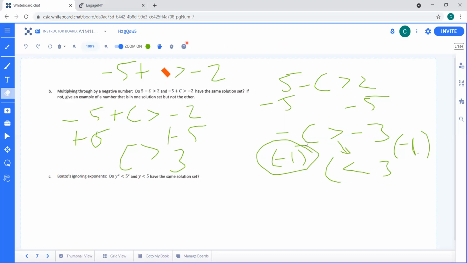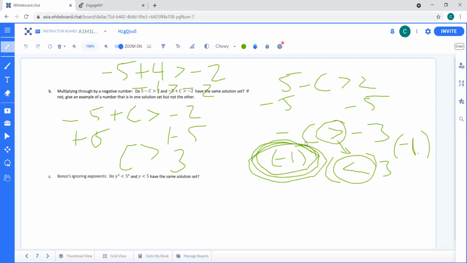So if I plug in a 4, that's going to be a -1. Is -1 greater than a -2? Well, sure it is. -1 is greater than a -2. Okay, so we didn't multiply through by a negative, so we didn't flip the sign. Only when you multiply or divide by a negative do you flip the sign.